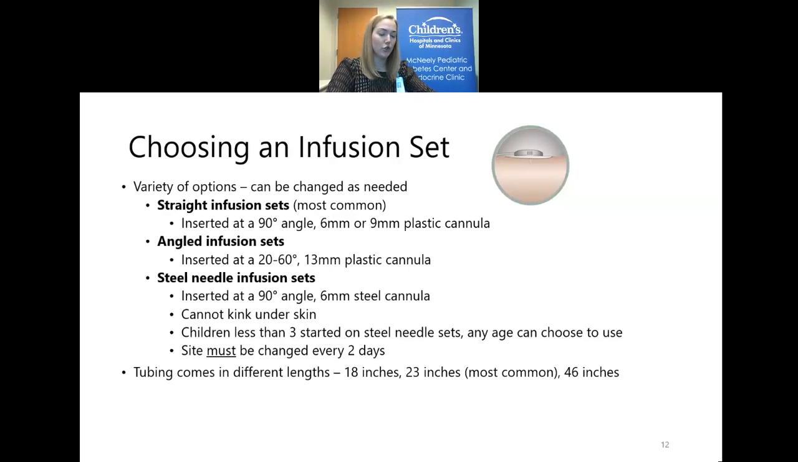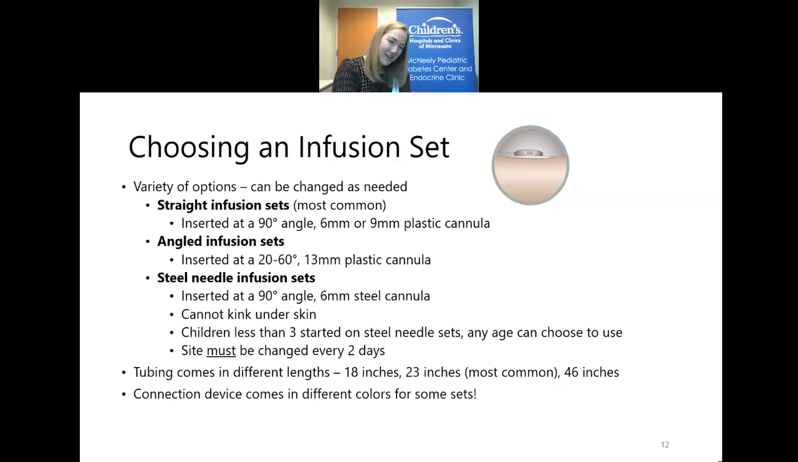Quick thing, so the tubing that goes from the infusion set over to your pump, it does come in different lengths. Again, got to customize for your lifestyle. So different lengths are 18 inches, 23 inches, and 46. And 23 is the most common. If you don't specify the length, that is what they will send you. I've used 23 inches my whole life and it's worked very well. So if you do need a different length, though, it's possible.